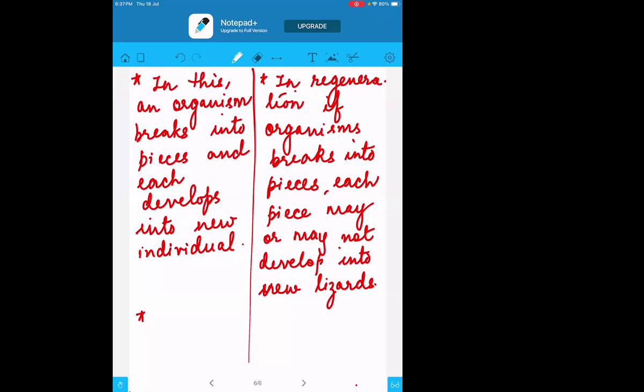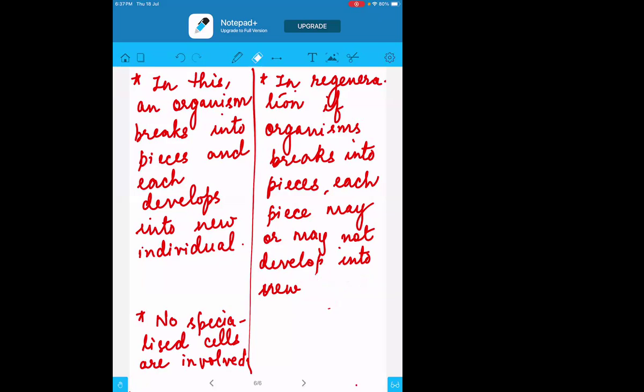Then the third point: in the case of fragmentation, they do not have specialized cells. So no specialized cells. Ma'am, here we have written develop into new lizards. Oh, sorry. Into new individuals, it should be.